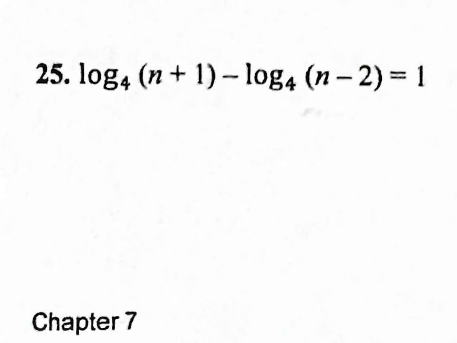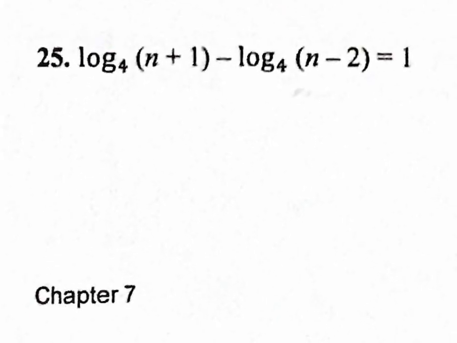25. The last one on this worksheet, right? On the odds. What property am I going to use here? Quotient. Why quotient? Because we have a subtraction. And we have the same identical log base 4 here and log base 4 there, separated with the subtraction sign. So we're going to be able to condense it to that one single log base 4 of something divided by something.